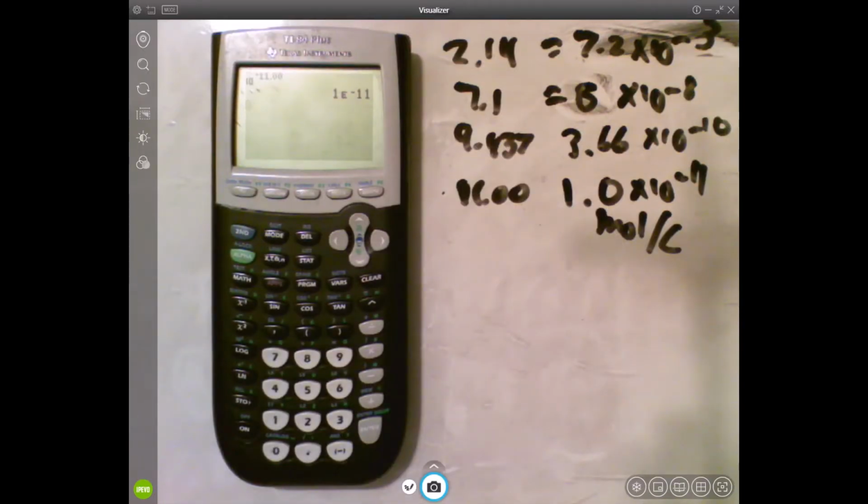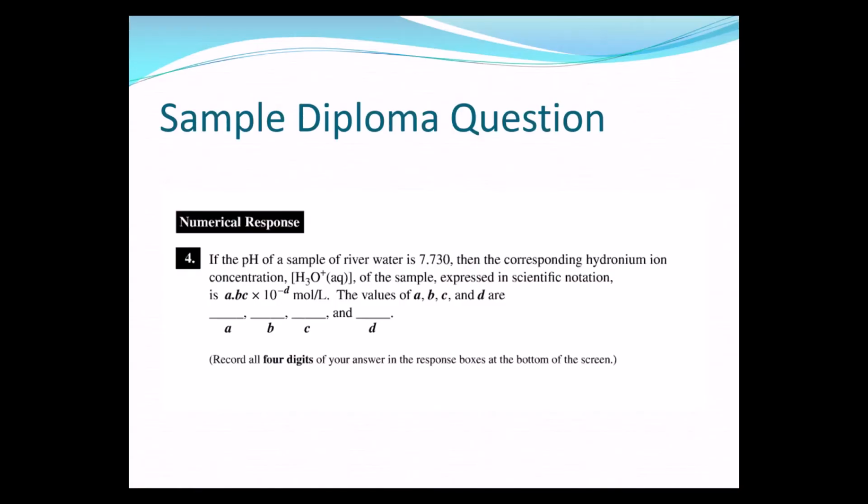So let's go through these sample diploma questions. If the pH of a river is 7.73, then the corresponding hydronium ion concentration is... So try this on your own, pause the video and see if you can get it. I will go through how to do it.